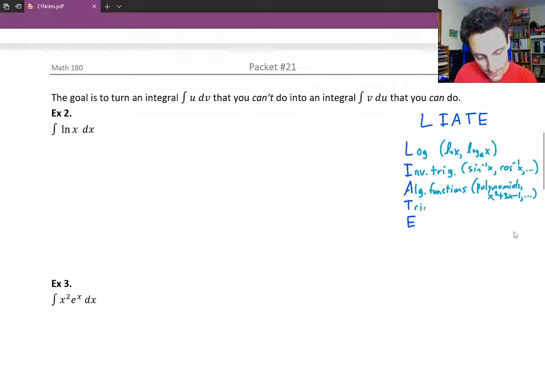Then T stands for trig functions. This would be just regular sine and cosine and tangent and so on. And E stands for exponential functions like e to the x, a to the x. I guess that pretty much covers it.